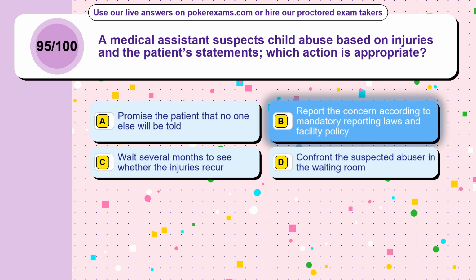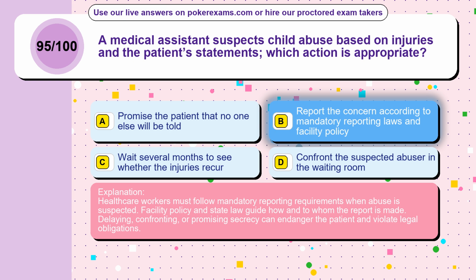Report the concern according to mandatory reporting laws and facility policy. Healthcare workers must follow mandatory reporting requirements when abuse is suspected. Facility policy and state law guide how and to whom the report is made. Delaying, confronting, or promising secrecy can endanger the patient and violate legal obligations.